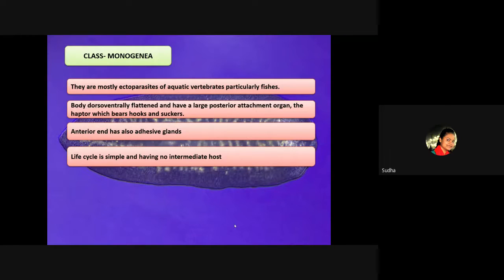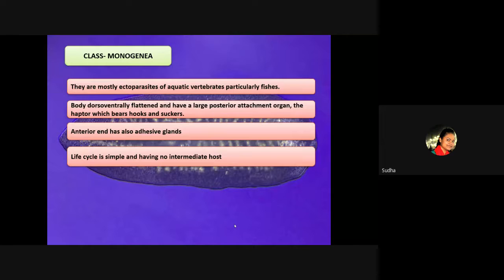Next is the class Monogenea. There is one important thing about Monogenea: as I said earlier, it includes some ectoparasites of aquatic vertebrates. These are mainly those kinds of parasites which do not have any intermediate host. Maybe that's why the name is Monogenea.